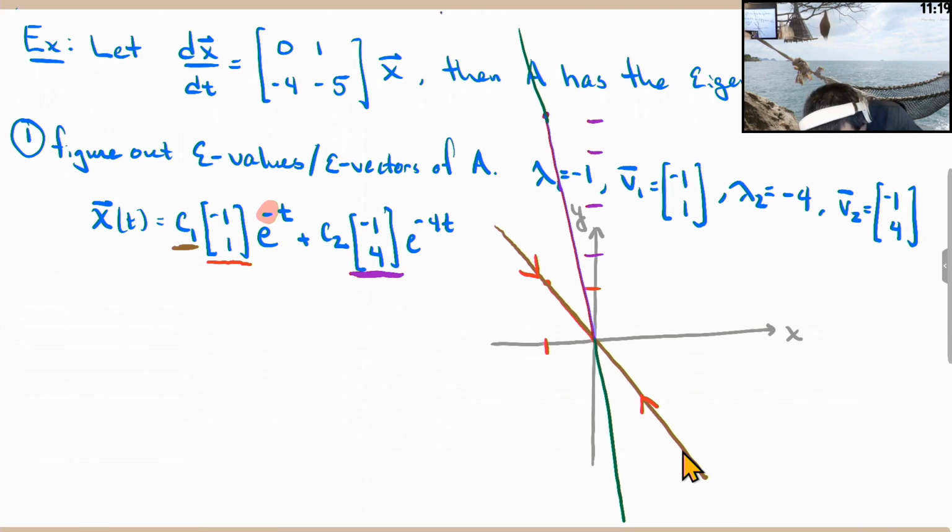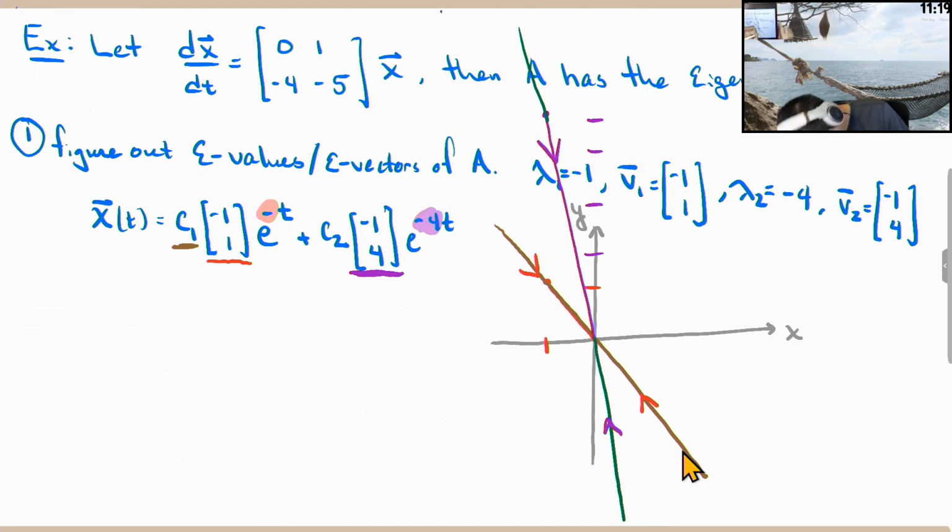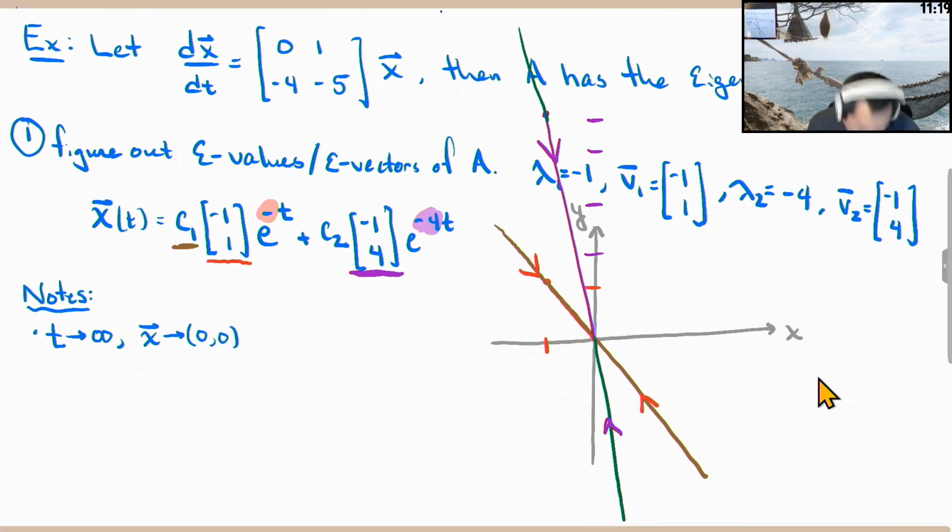And then how do I want to put my arrows on this second eigenline? Well, I have -4. So my arrows point inwards. I have the intersection of two sinks. What this means is that as time goes to infinity, everything goes in according to the arrow, so everything goes into the origin. And so if I took some notes here, as t goes to infinity, the x vector goes to 0, 0.